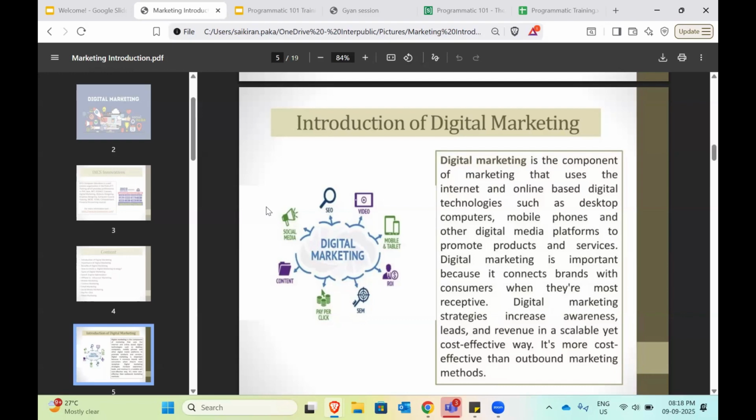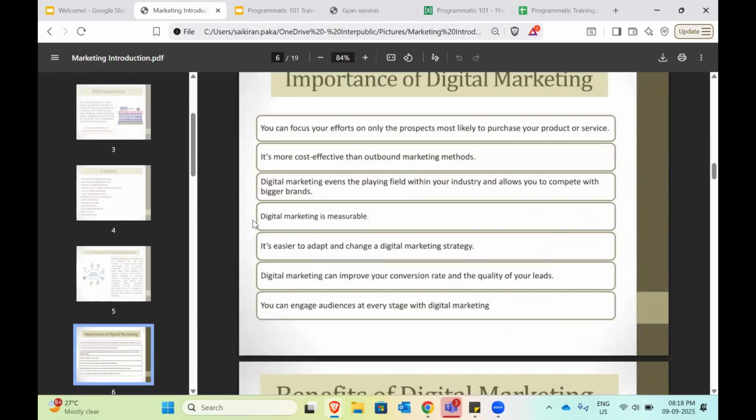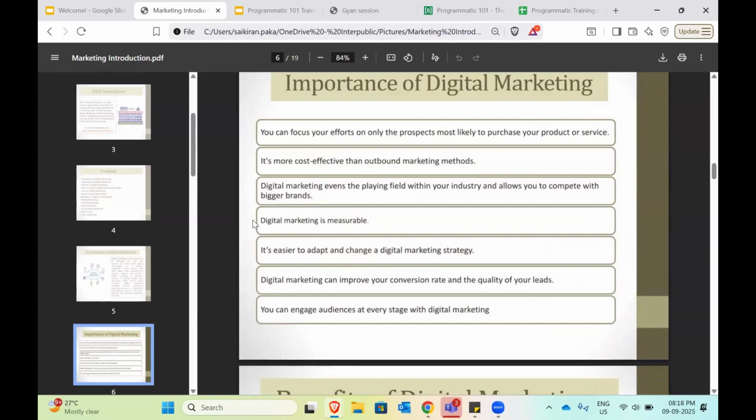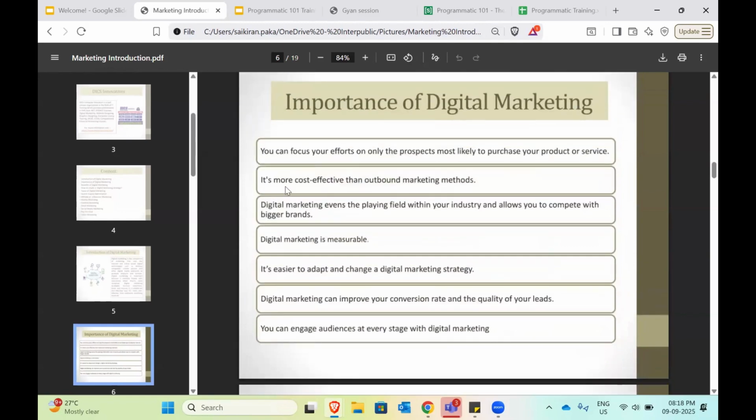So it includes everything. The main idea is to reach out to the people who are on the digital medium and try to promote the brands, showcase them, educate people about the brands, and make them aware of what the product is about. Here the main importance is that it's more cost effective than the traditional marketing methods.